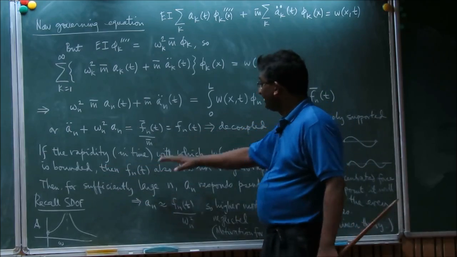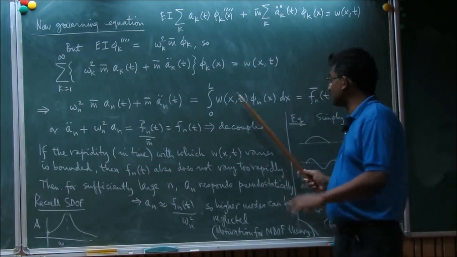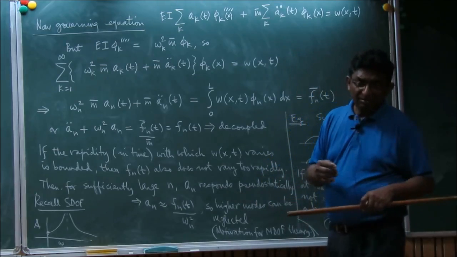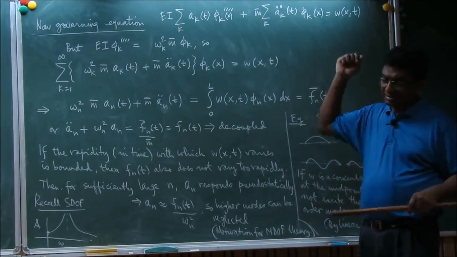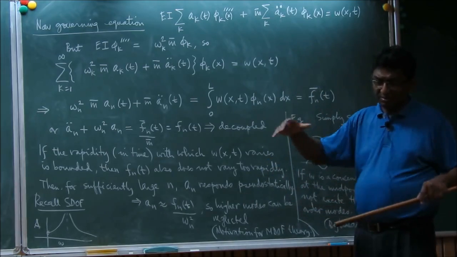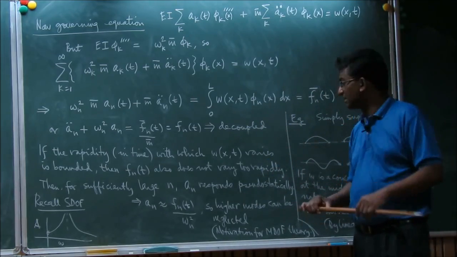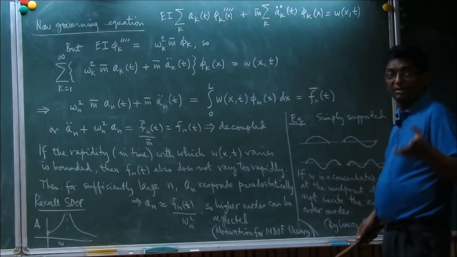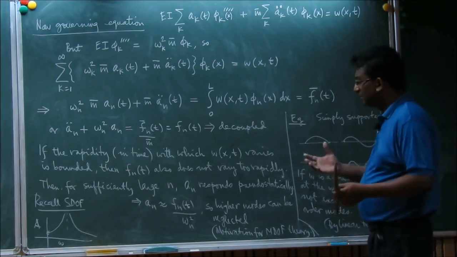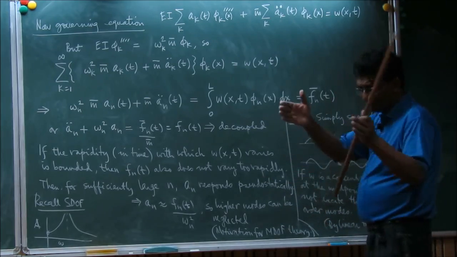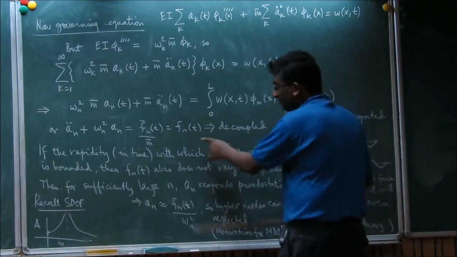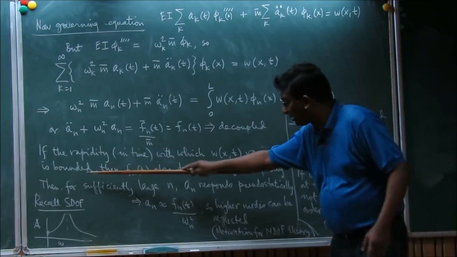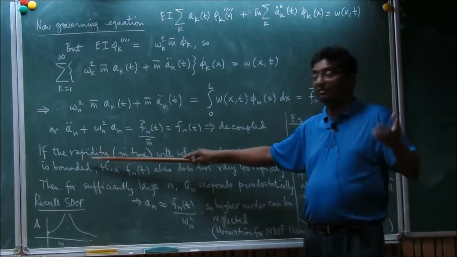If the rapidity in time with which w of x and t varies is bounded, that means w of x and t does not have hammer strikes, but it's sort of slowly varying. Finite variation. It can be 2 hertz or 200 hertz or 2000 hertz, it doesn't matter. But some finite bounded rate that you know in advance and you fix. Okay? So if that happens, then Fn of t also has only a bounded rate at which it varies in time.